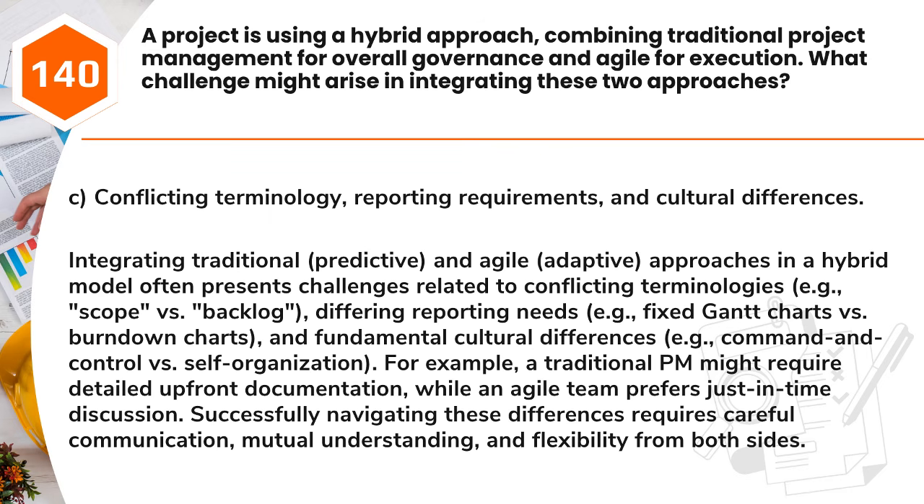Answer: C. Conflicting terminology, reporting requirements, and cultural differences. Integrating traditional, predictive, and agile, adaptive, approaches in a hybrid model often presents challenges related to conflicting terminologies, e.g., scope versus backlog, differing reporting needs, e.g., fixed Gantt charts versus burn-down charts, and fundamental cultural differences, e.g., command and control versus self-organization. For example, a traditional PM might require detailed upfront documentation, while an agile team prefers just-in-time discussion. Successfully navigating these differences requires careful communication, mutual understanding, and flexibility from both sides.